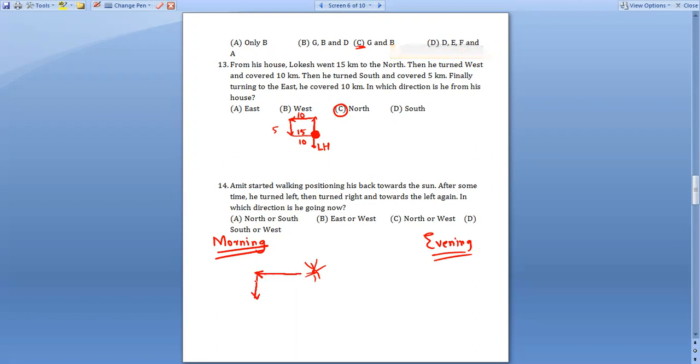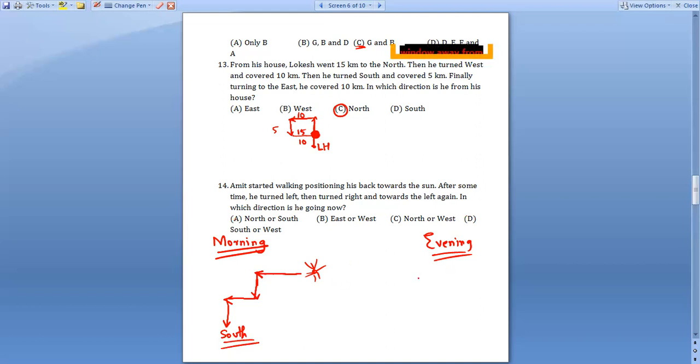If you have any doubt, then please tilt your book towards the position in which Amit is walking. So as he starts walking towards west, turn your book towards west. And then you can decide what is left and what is right. So he turned left. So this is his left. He turned right. So this is his right. And towards the left again. So this is his left. In which direction is he going now? Obviously it is south. So now either it is option A or option D.